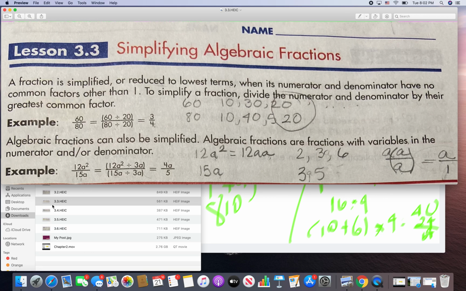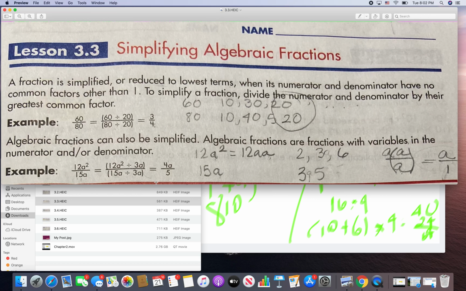3.3. All right, so here we go. We are thinking of a way of simplifying and reducing fractions to their lowest terms. And we just started talking about how that could be done. So you could do the factors. And if you do the factors, you're able to see that 20 is common. You can pull out 20. 20 over 20 will give you 1. You get 3/4.